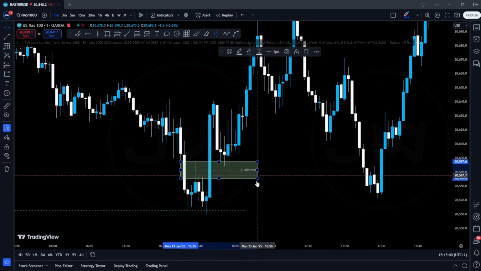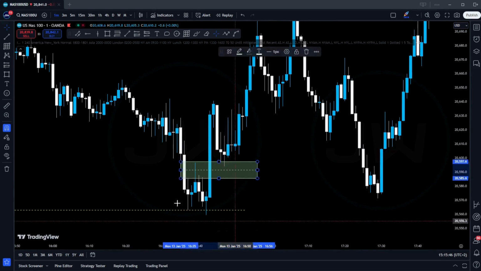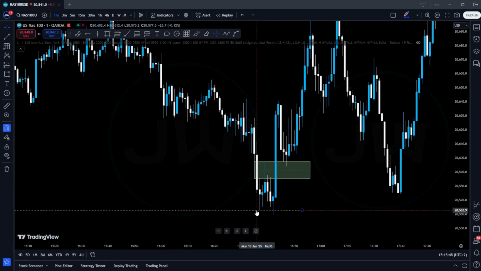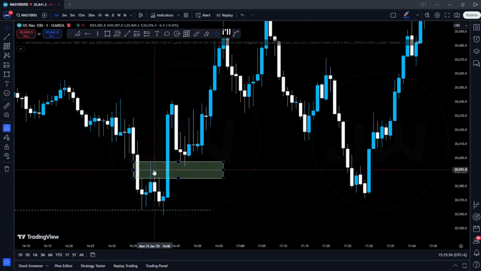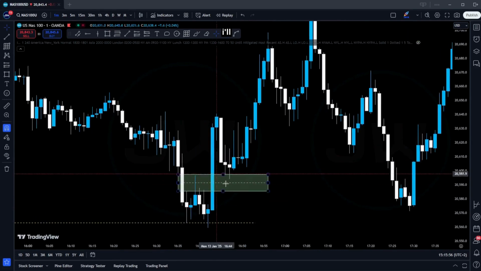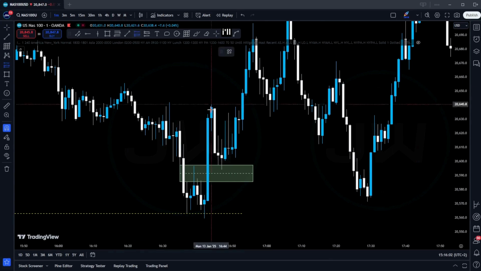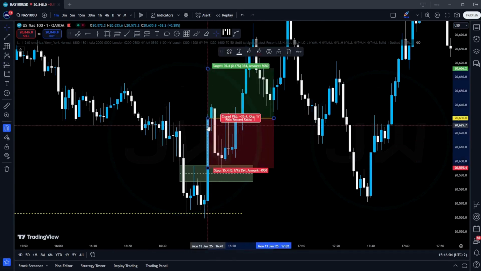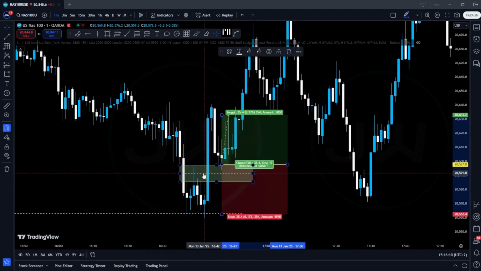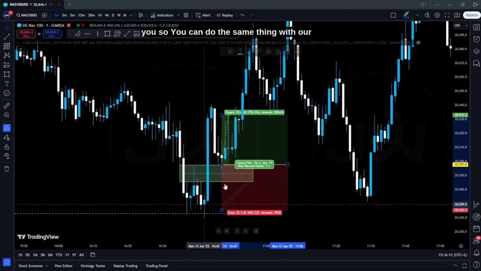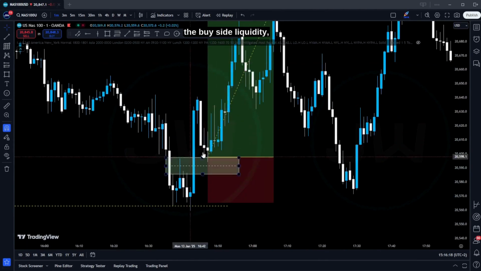So traders will typically use fair value gaps to frame a reversal. That's where we use fair value gaps. So after a liquidity sweep, we wait for an inverse fair value gap to form. And where do we enter? Normally we would enter on the close of the candle. But since this candle is too big, we can wait until price taps into that inverse fair value gap. We can do the same thing with our risk and targeting the buy side liquidity, right?